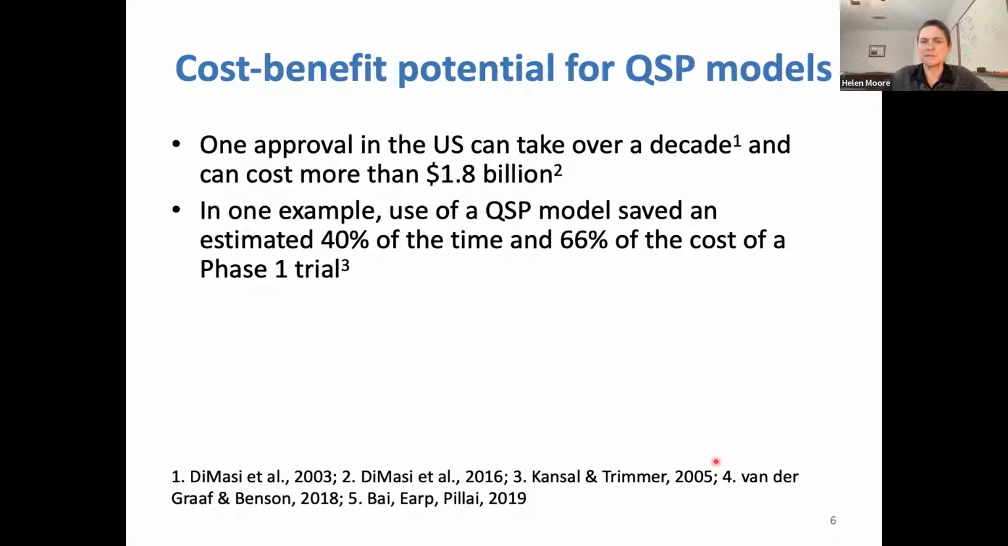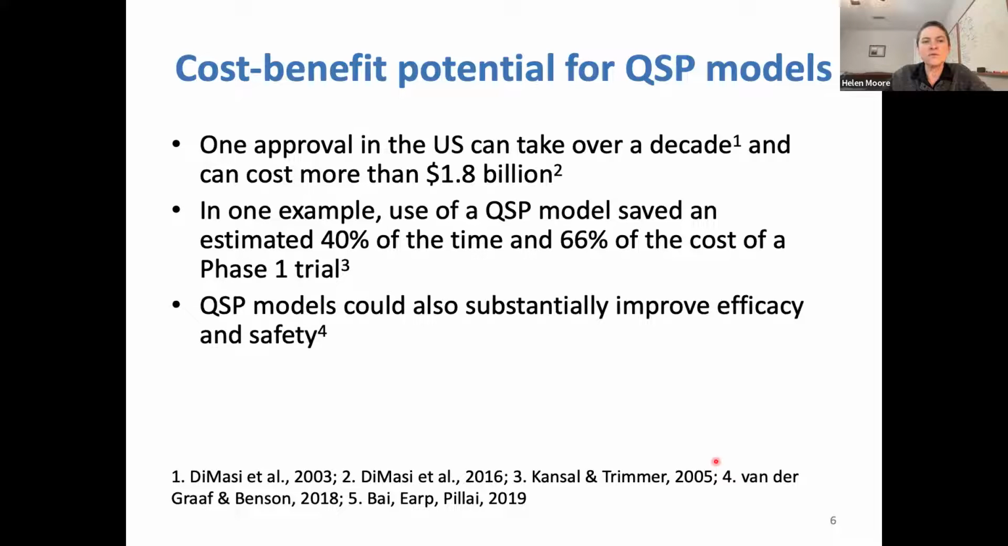Some very early examples show this. Here's one example. Use of a QSP model saved about 40% of the clinical trial time and 66% of the cost for a phase 1 trial. And this was an example of a type 2 diabetes drug with a new mechanism. So the modeling was very, very clear. The modeling saved them from having 4 of the arms in the trial, and so it shortened the time for enrollment and also the cost.